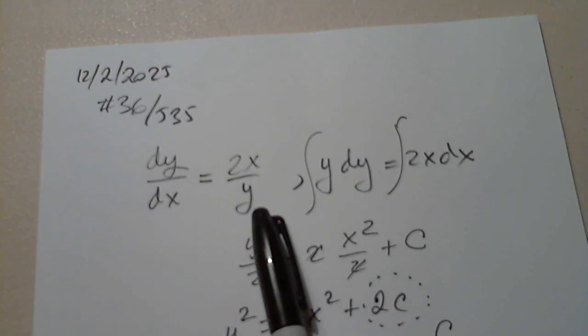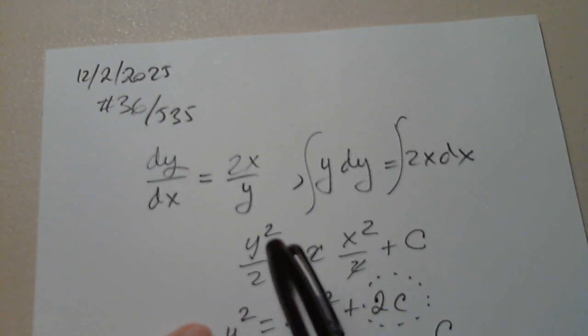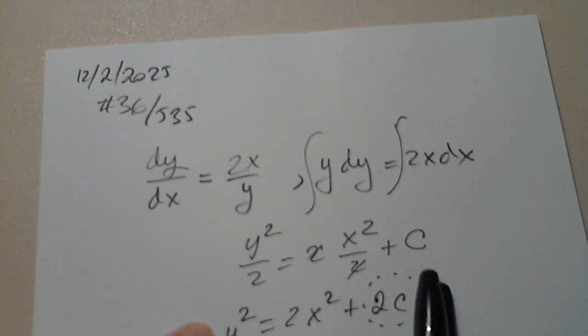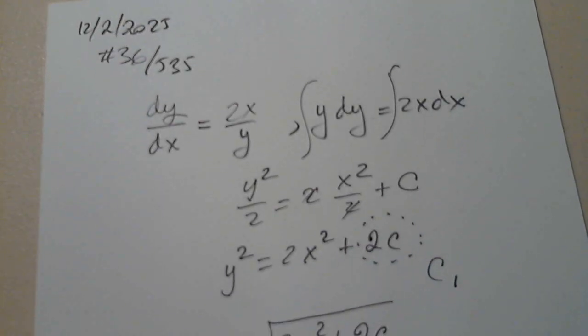So dy over dx equals 2x over y. I cross multiplied and then I integrated, and then we get the left hand side this, the right hand side this, multiply by 2, and this is the answer. We can replace 2c by c1. And when we take square roots, we have to write plus or minus.